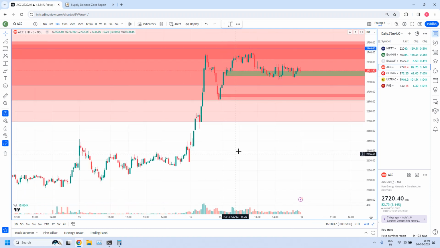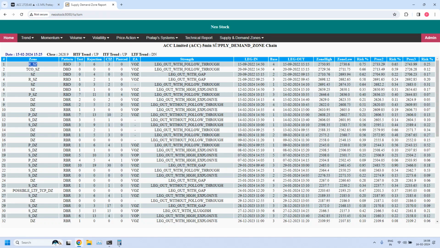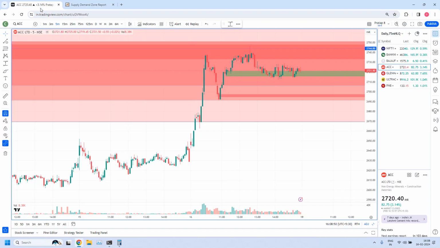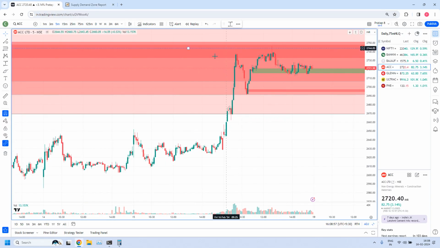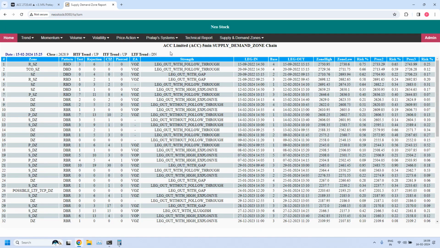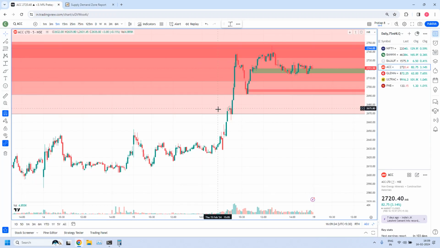But this was possible only because of the NeoStock software's supply demand zone chain. Otherwise, in TradingView, the data is not available. We would not have found this zone. And moreover, we identified this zone as a high liquidity zone because our NeoStock supply demand zone chain clearly mentioned, see the first one, it clearly mentioned this is a high liquidity supply zone. That's why we got such an advantage and got profits today.